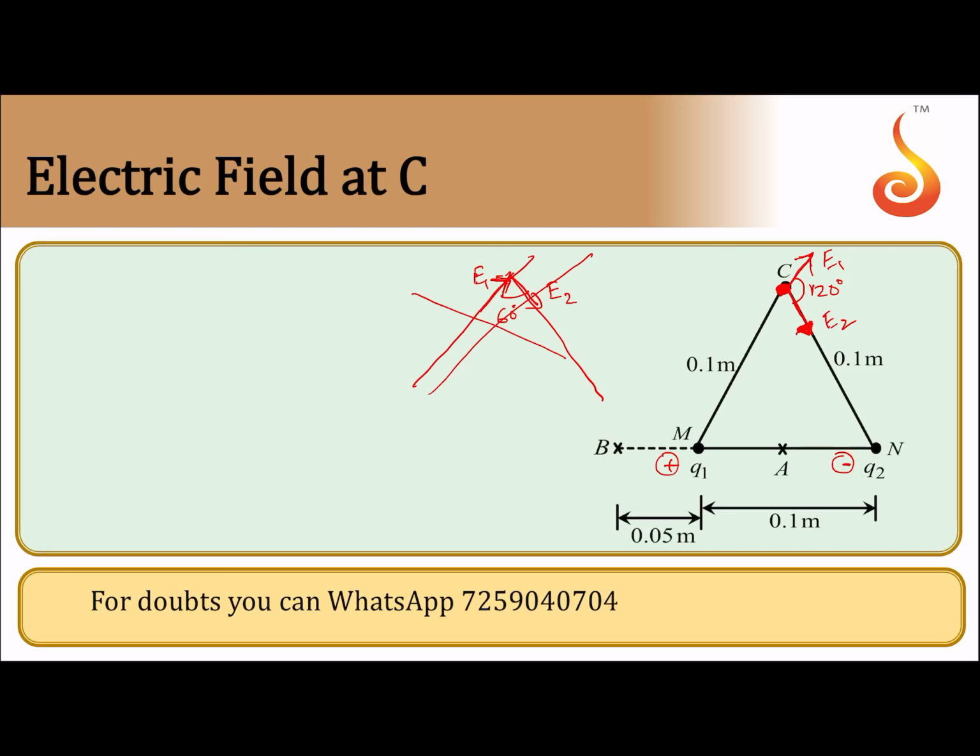What is the distance? 0.1, 0.1. So, E1 is K, 9 into 10 power 9, into Q, 10 power minus 8, by r squared, 0.1 times 0.1, which is 9 into 10 power 3 Newton per Coulomb, and it's that way. E2 is also the same because your charge is also the same and the distance is also the same. Therefore, it does not change, it will be 9 into 10 power 3 Newton per Coulomb.